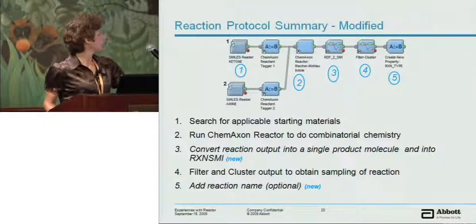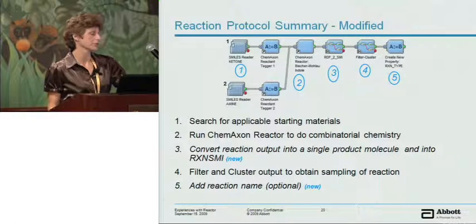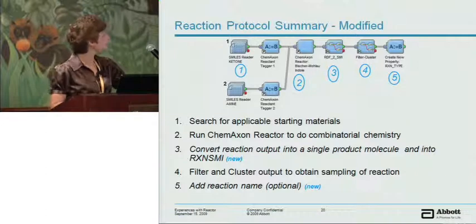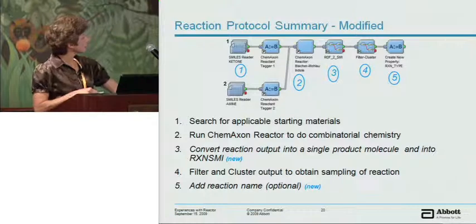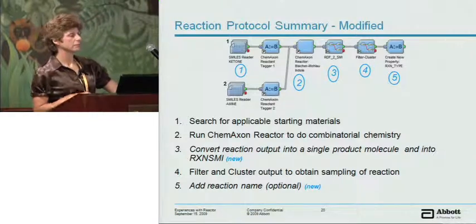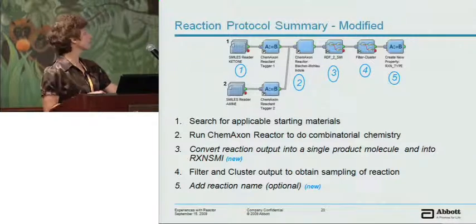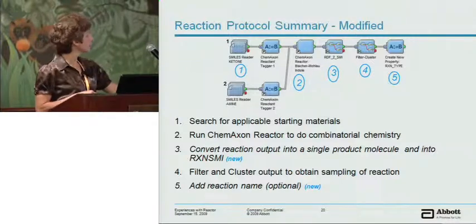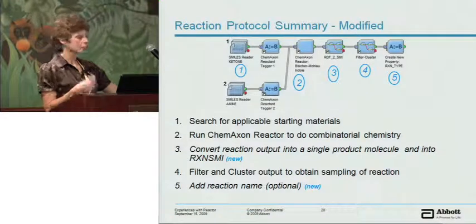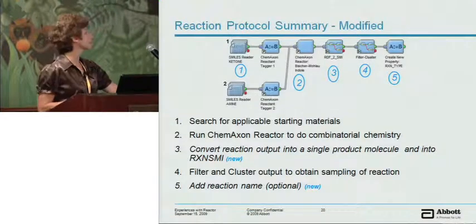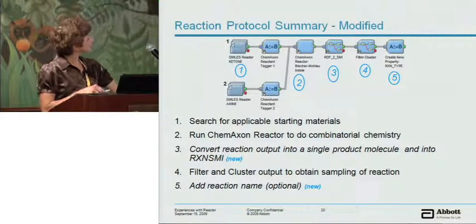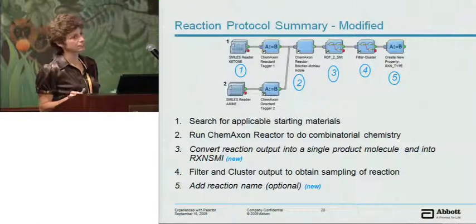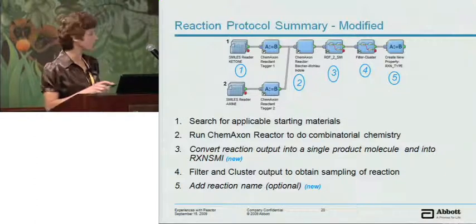So here's our Pipeline Pilot protocol, just modified for reaction output instead of products. It's really just one extra component that I added to the original Pipeline Pilot protocol. So I start with, again, searching for the appropriate starting materials, doing the combinatorial chemistry with Reactor, but now I'm outputting reactions instead of products. And then I just developed this little subprotocol here to convert that reaction to a single product molecule and to store the reaction SMILES. Now that I've got a single molecule, I can undergo my regular filter and clustering just as before. Then I just added this extra data type, which I gave a reaction name, to store with the reaction in the database.